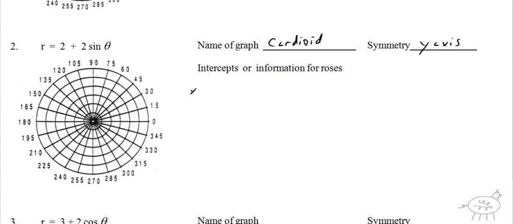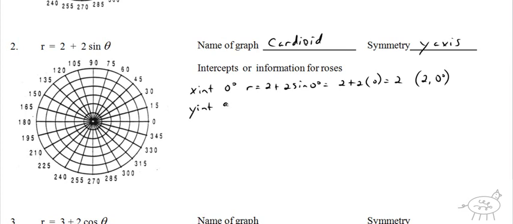So we're going to do our x-intercept first. We've got 0 degrees. So r equals 2 plus 2 sine of 0 degrees, which is 2 plus 2 times sine of 0, and sine of 0 is 0. So it's just 2. So that coordinate is 2 comma 0 degrees. And we're going to do a y-intercept at 90 degrees.